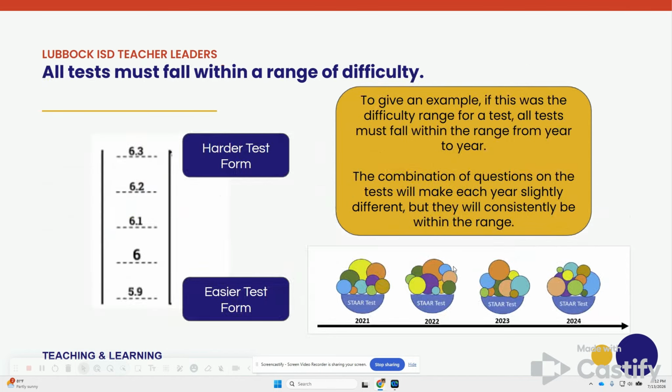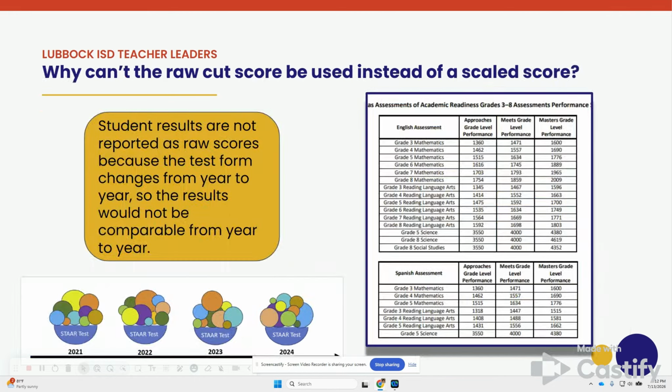That's true with test design too. All tests must fall within a very tight range of difficulty year after year, but it's not exact. If we get 6.3, for example, it's a slightly more difficult test form. If we get a STAAR test form that happens to weigh 5.9, it's a slightly easier test form. And that is why Texas doesn't just use raw scores to report achievement.